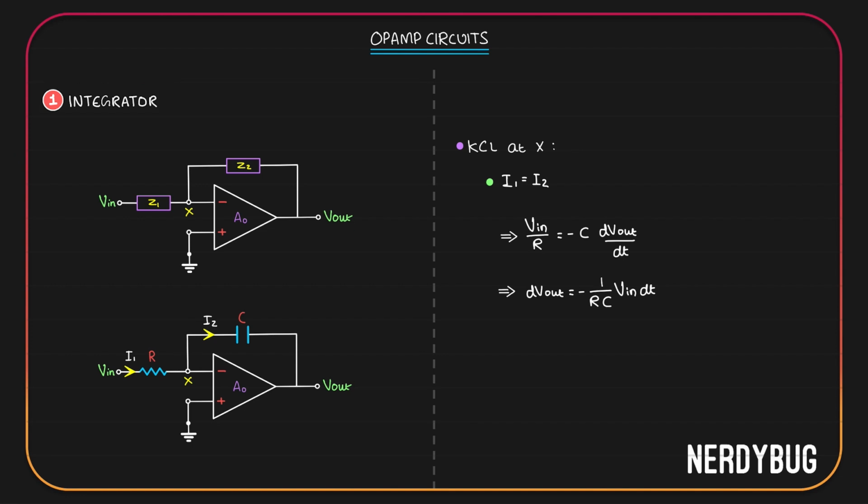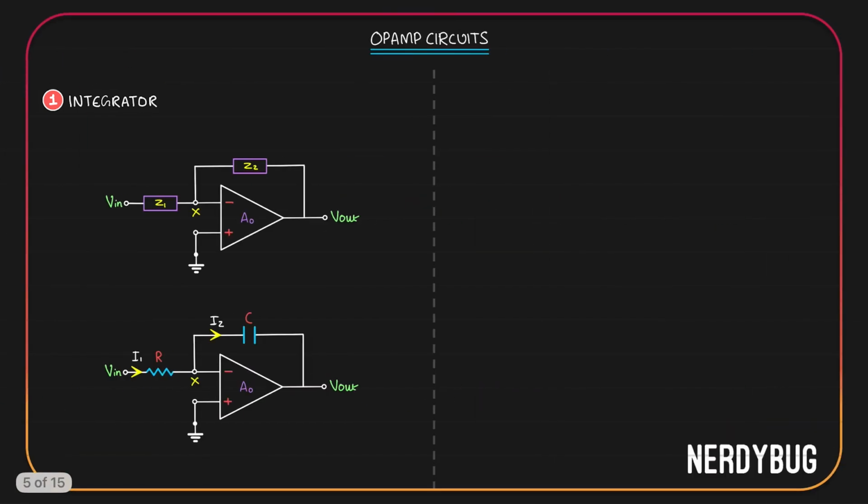Let's integrate both sides of the equation. Integral of dVout is just Vout. Negative of 1 by RC is a constant. We can just keep it out of the integration. And then we have integral of Vin dt. Very clearly, the output is proportional to the integral of our input. What we have is an integrator.